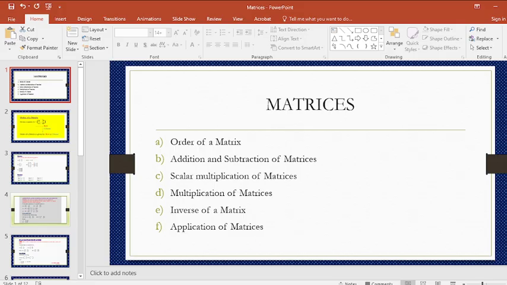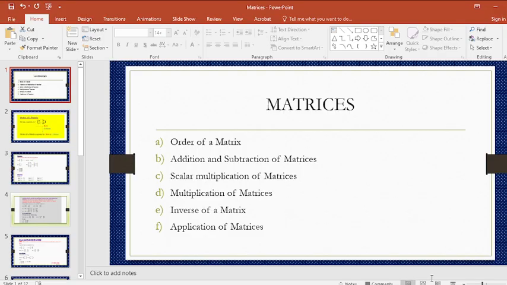So today I want to look specifically at matrices, and I've noted some of the things that are very common and are disturbing us with matrices. We are beginning with the order of the matrix, that is part A. Then we have addition and subtraction of matrices, scalar multiplication of matrices, multiplication of matrices, the inverse of a matrix, and finally the application of matrices.